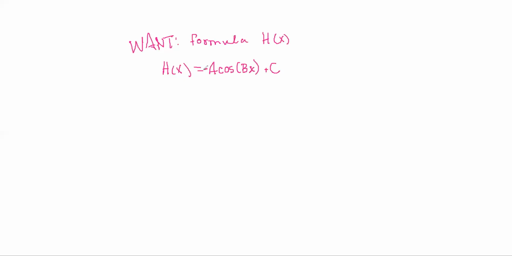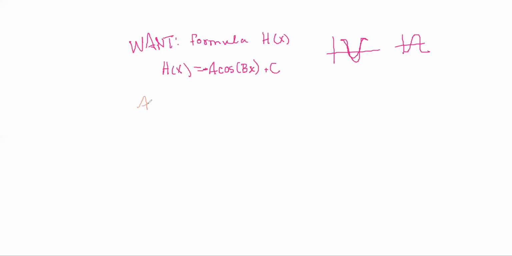Okay, and the reason I put this negative sign here is because the graph of a cosine normally looks like that, and this one looks like this. So it's just upside down. Okay, so I need A, B, and C from this graph.